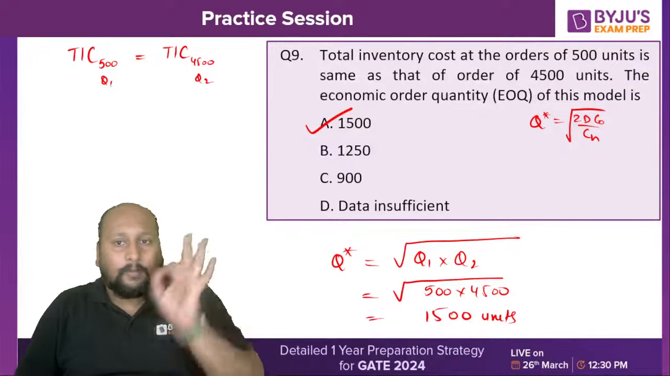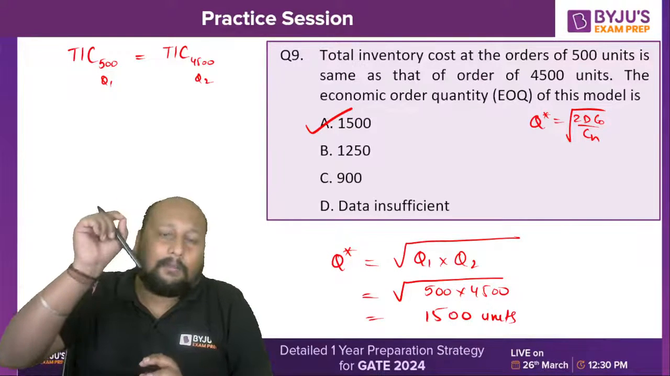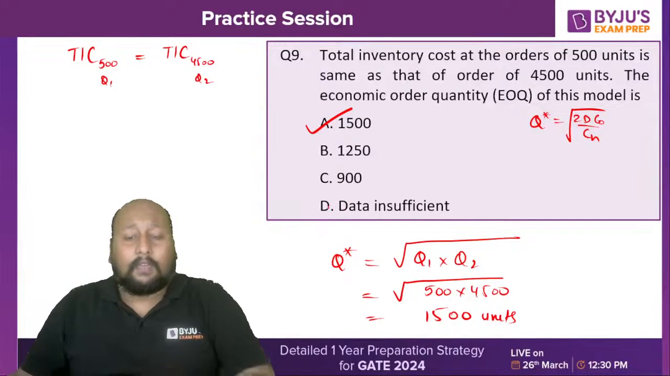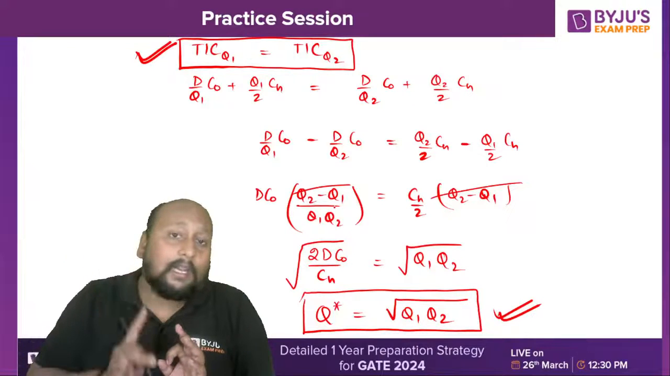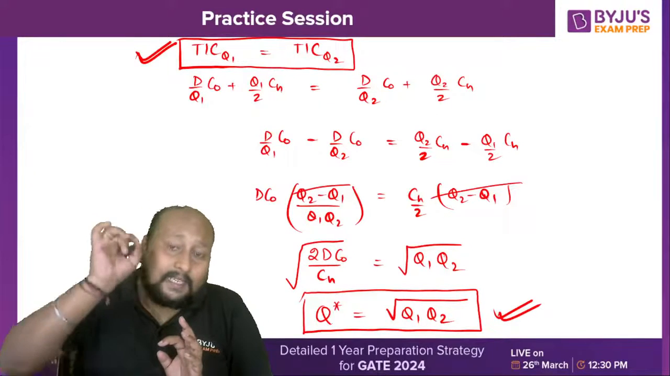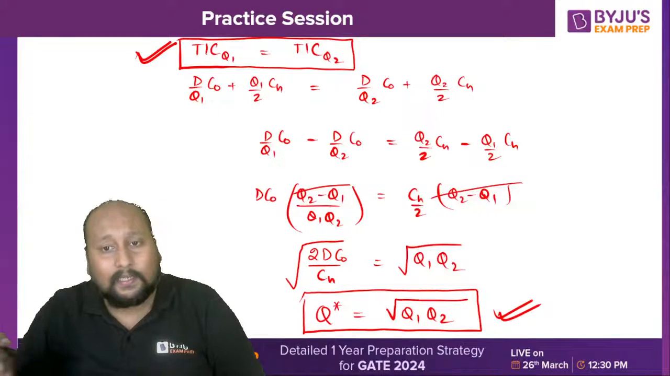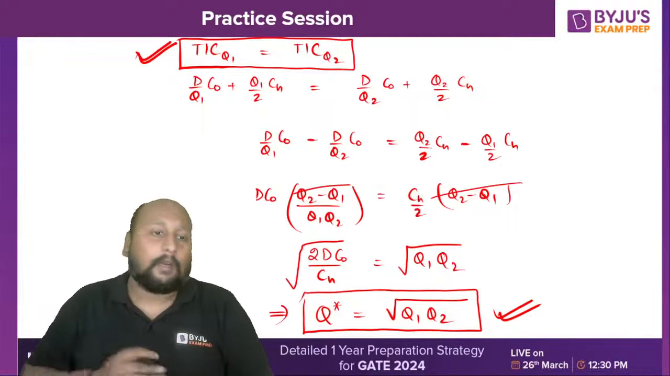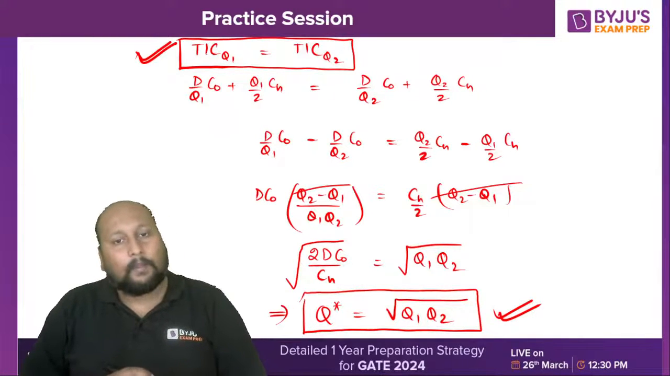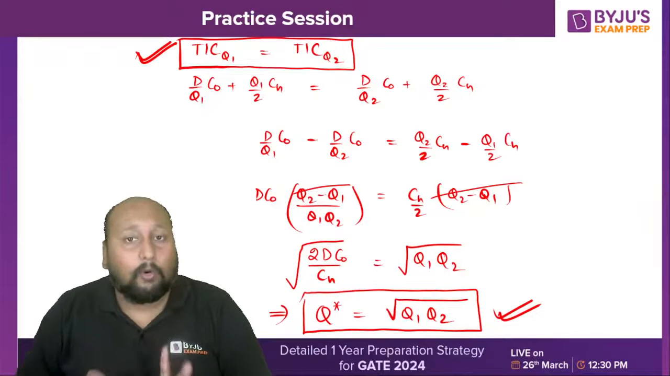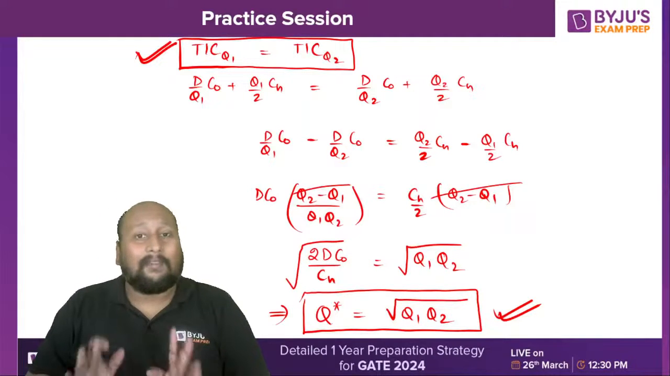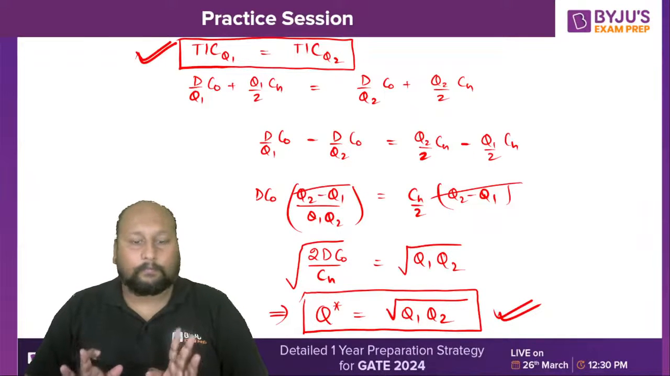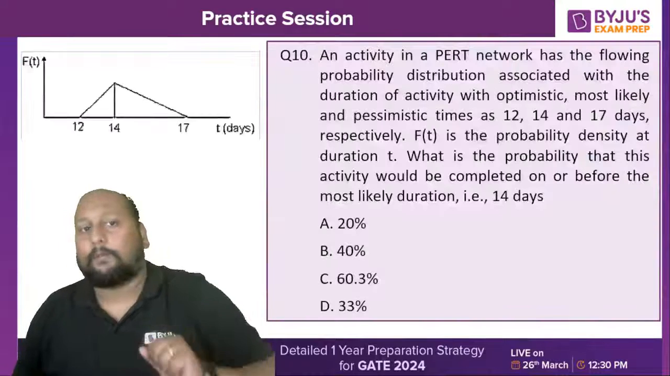Okay, fine. So from this particular question, we are able to get a very interesting result. That means in economic order quantity, if the total inventory cost for any lot size is equal to the total inventory cost for any other lot size, then the square root of the product of those lot sizes will be equal to the economic order quantity. Is this clear? Understood? I hope so. Now you won't forget this concept ever again if a question comes like this. Clear? Chalo. Next question, the last question.